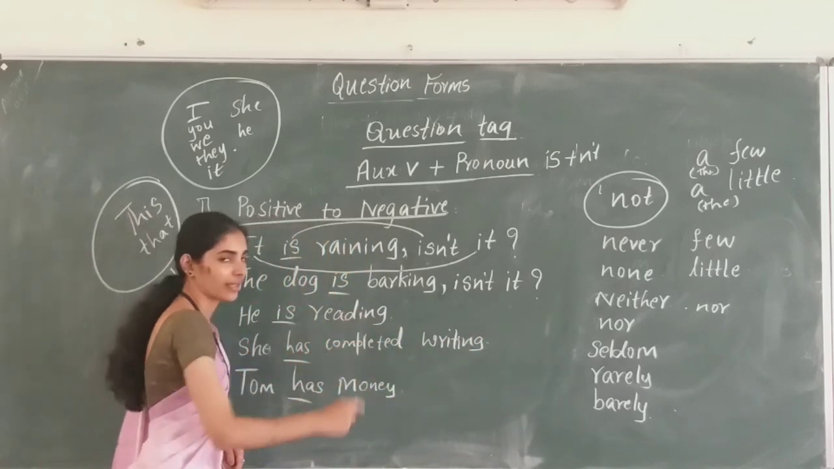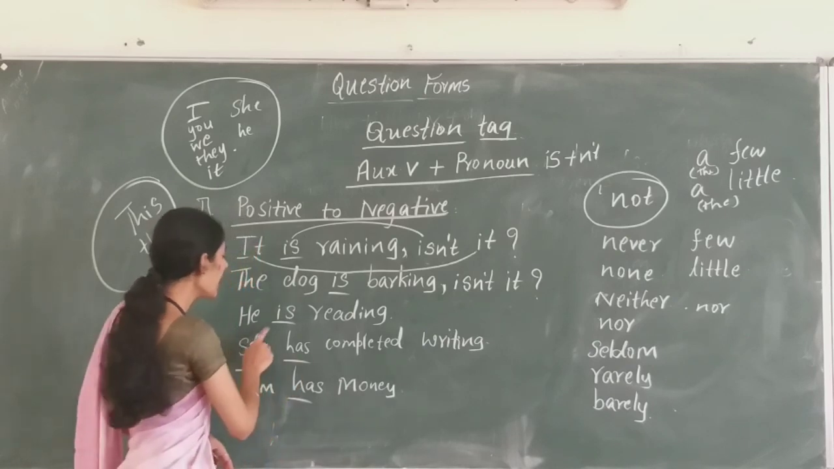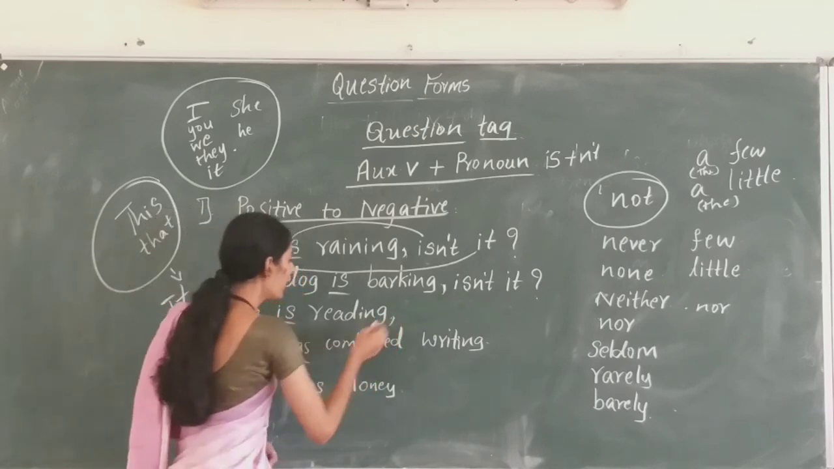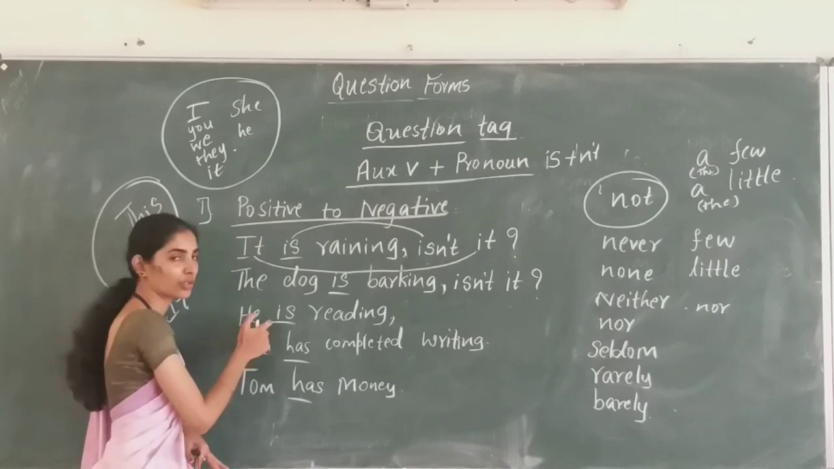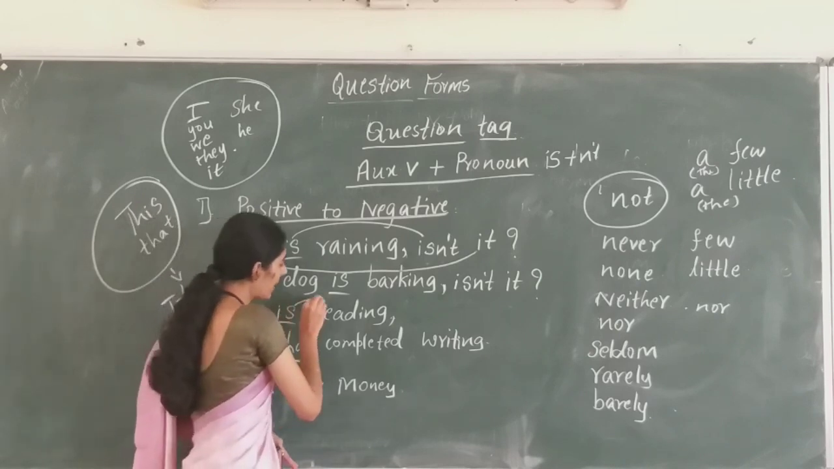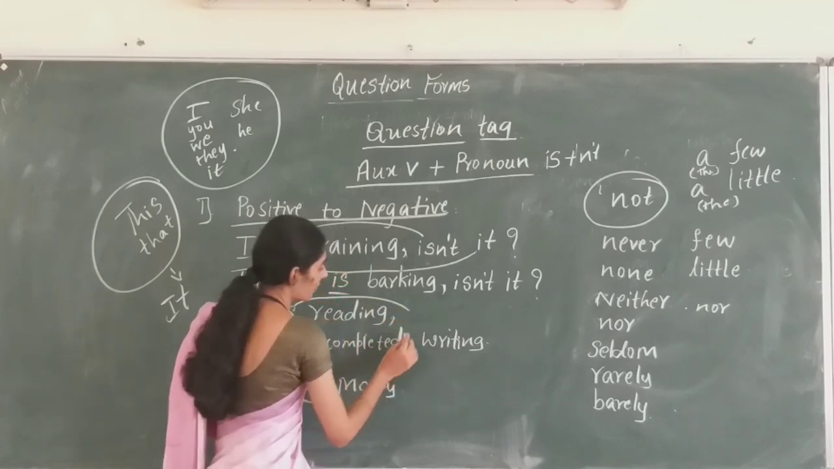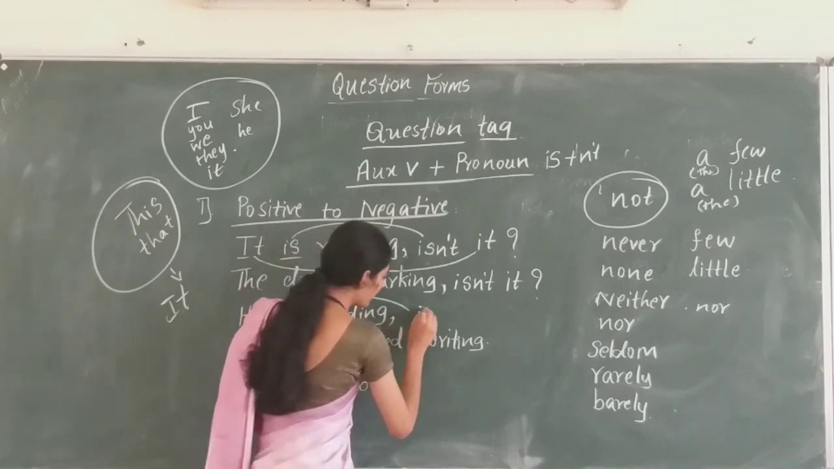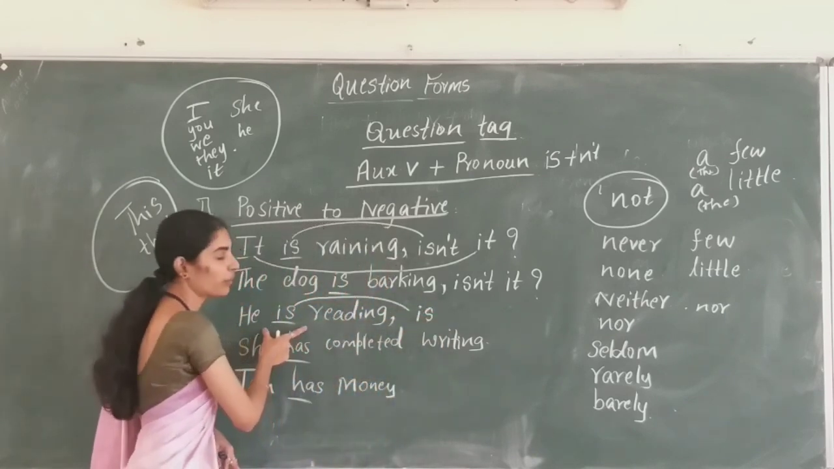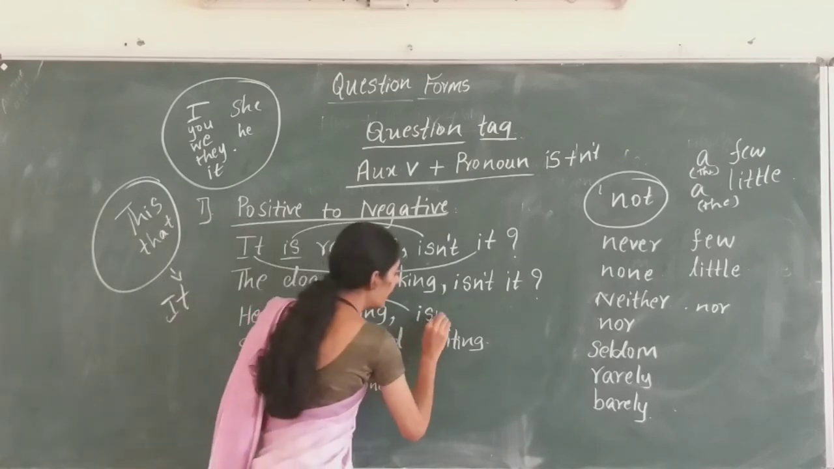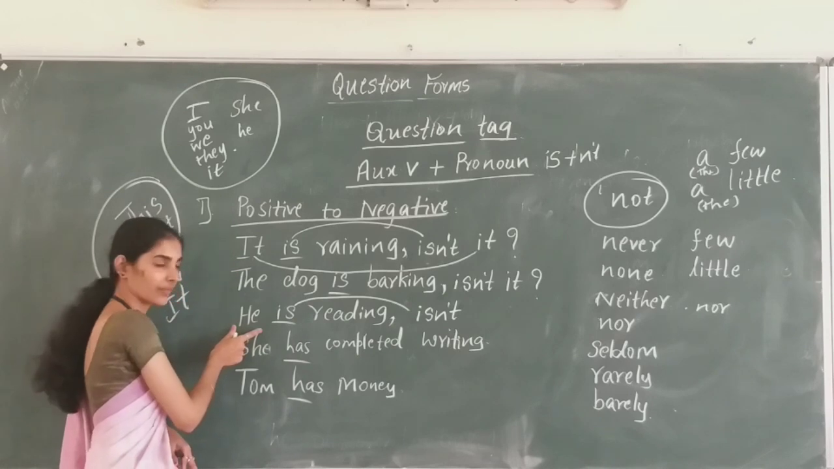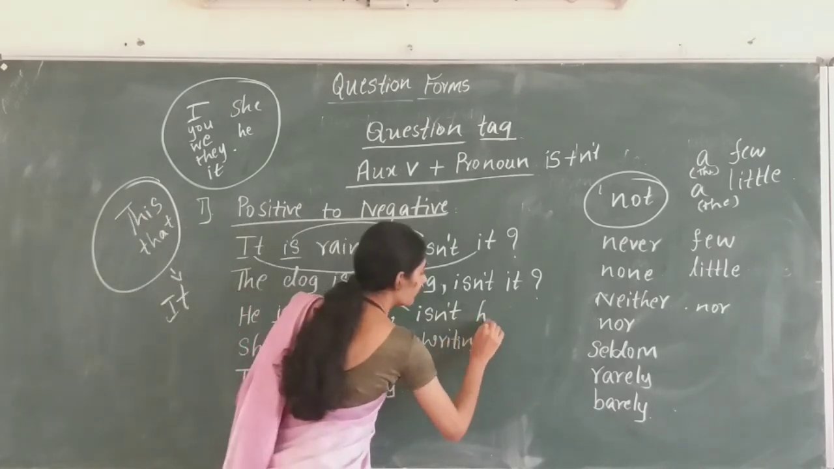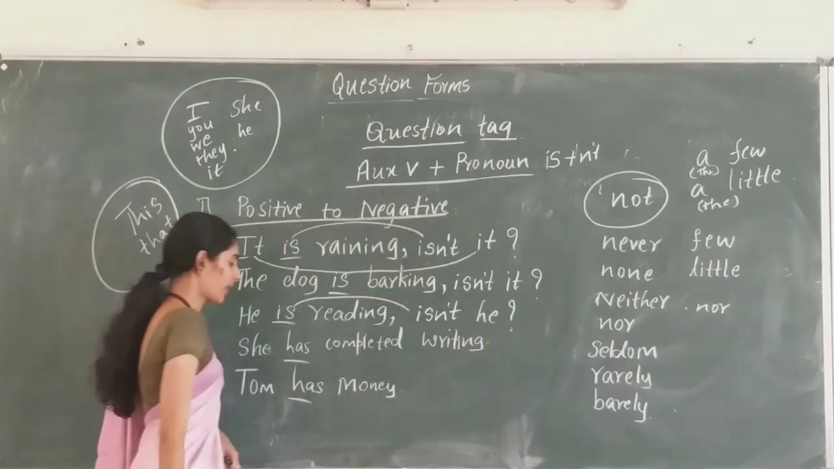He is reading. So now there is a helping verb. You can see that, it is "is." What do you have to do? Take that "is" to this position. Is. And then we have to make it negative. How? Adding n't. Isn't. So, isn't he? Isn't he?